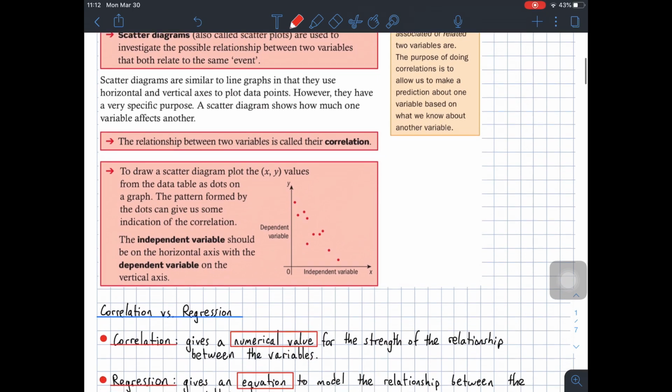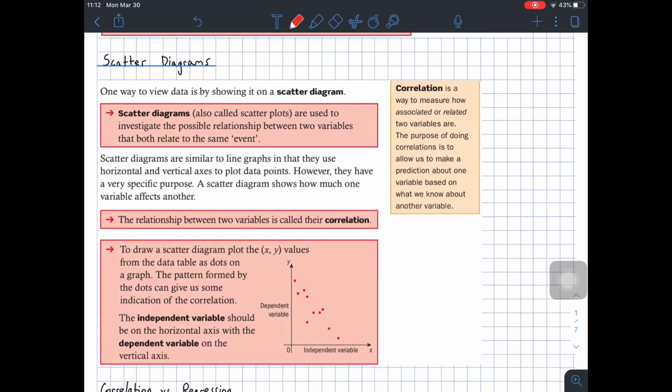So, scatter diagrams, also called scatter plots, are used to investigate the possible relationship between two variables that both relate to the same event. It says, scatter diagrams are similar to line graphs in that they use horizontal and vertical axes to plot data points. However, they have a very specific purpose. A scatter diagram shows how much one variable affects another. And this is very important. How much a variable affects another is like the main objective of bivariate analysis.